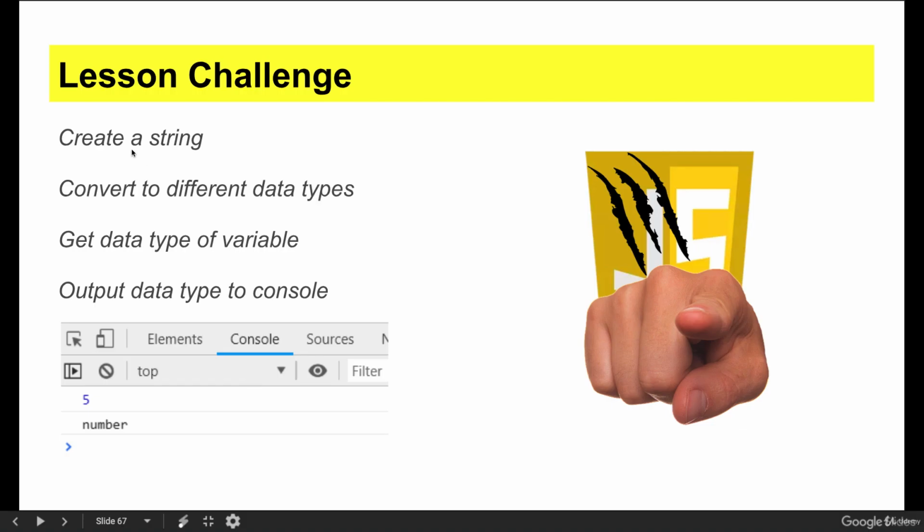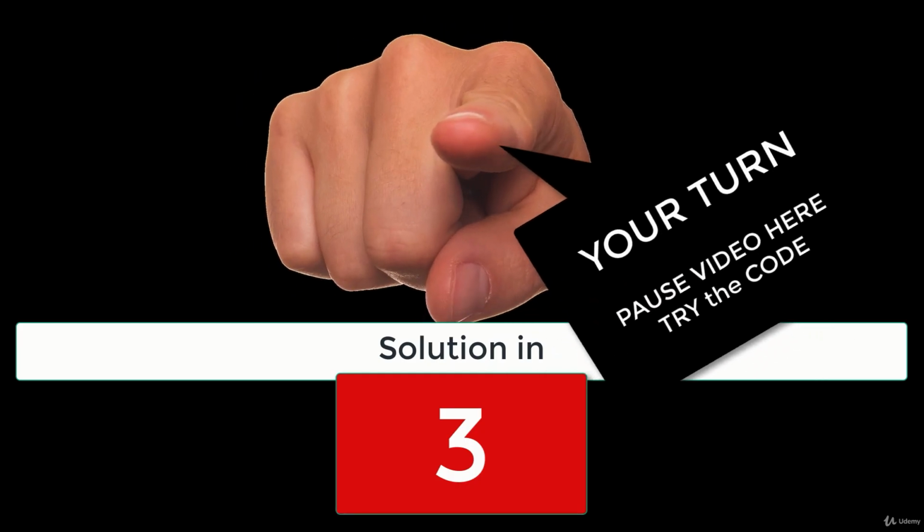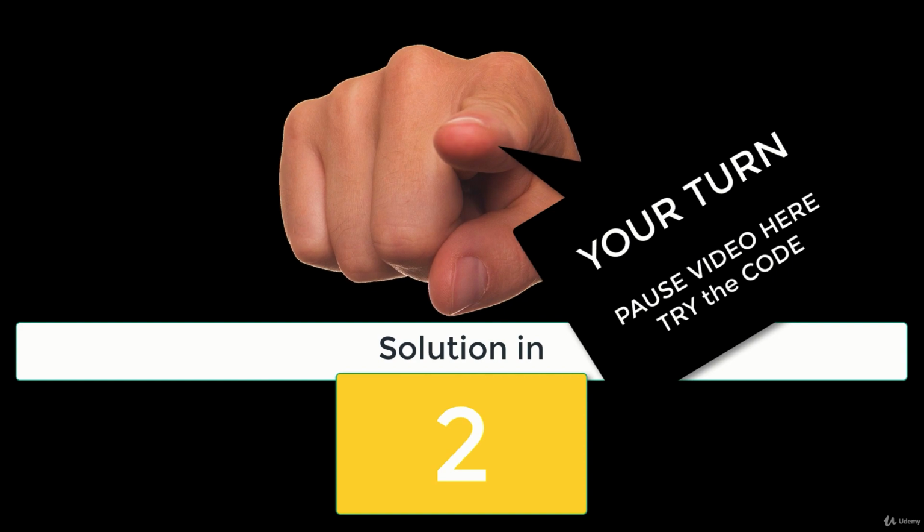The challenge is to create a string, convert it to different data types, and then get the data type of the variable and output that type to the console. Solution: we're going to create a number, give it a string value of 5, then take that string and convert it into a number, output it as a number, and then check the data type of myNum, so make sure that it has converted. Go ahead and try this out in your editor. You can pause the video and I'll show you the solution.